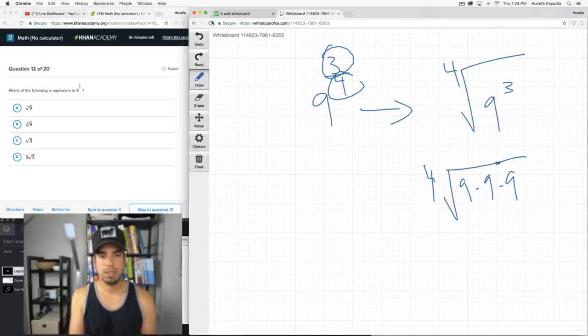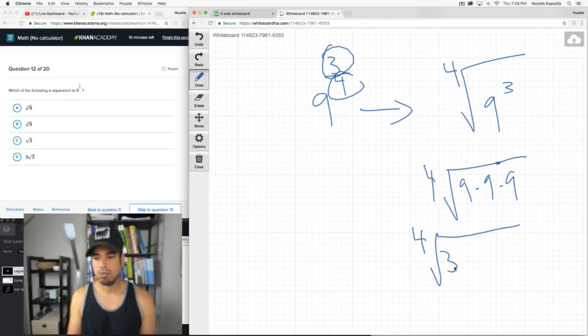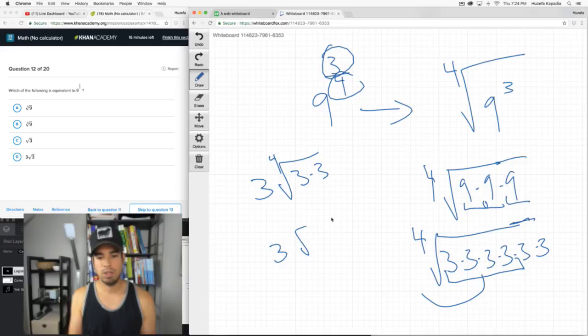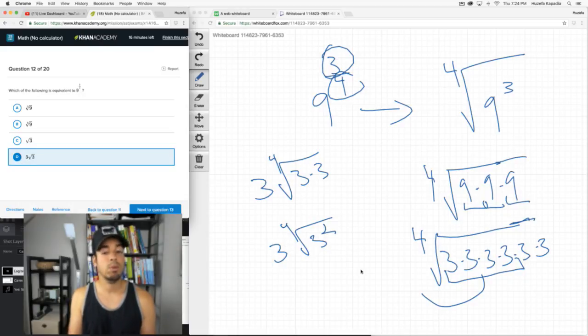But I can do something else with that 9, which is kind of cool. I can actually turn them into 3s. I can say 3 times 3 is one of these 9s, times 3 times 3, which is this one. And then, look at this, we got a foursome that we can pull out. That's 3 to the fourth power. So we can rewrite this as the fourth root of 3 squared. But this doesn't look like any of these. The closest one looks like D. So maybe you might think D is your answer, but why?